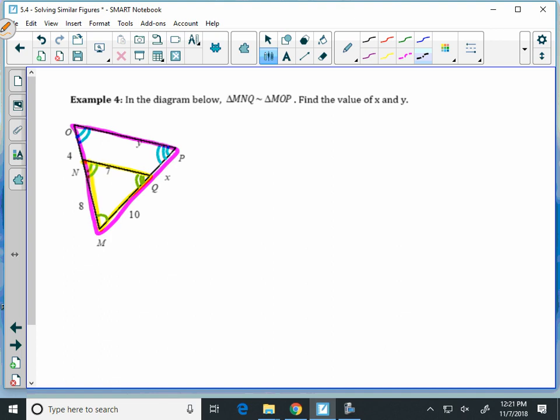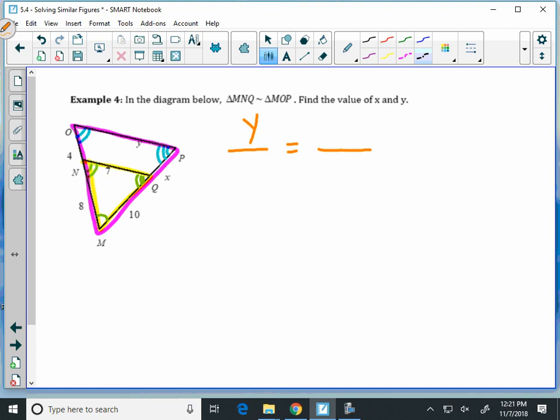It's a side. So what are we going to set up to solve? A proportion. So we have a fraction equals a fraction, and we're solving for y. Y is in between 2 arcs and 3 arcs of the big purple triangle. So which side in this yellow triangle matches up with y?